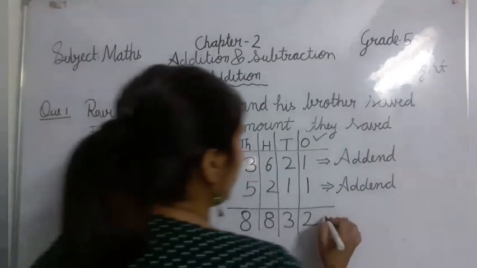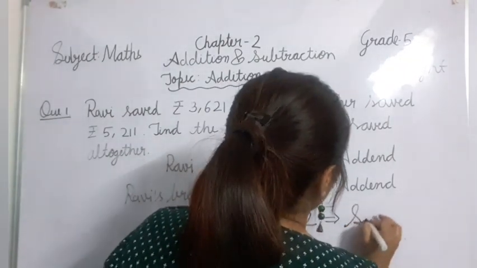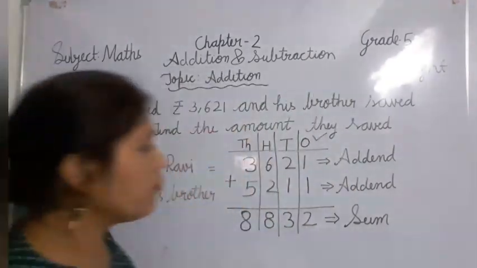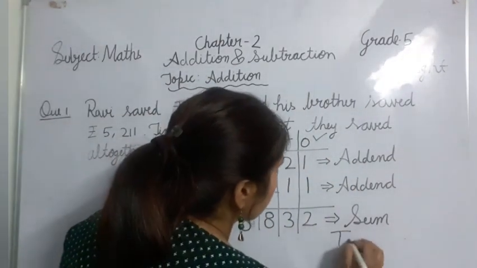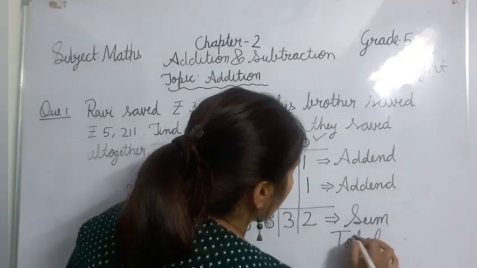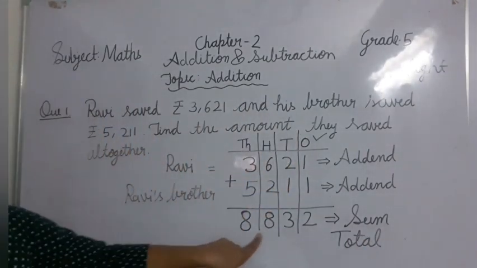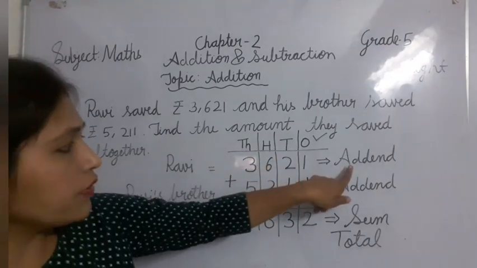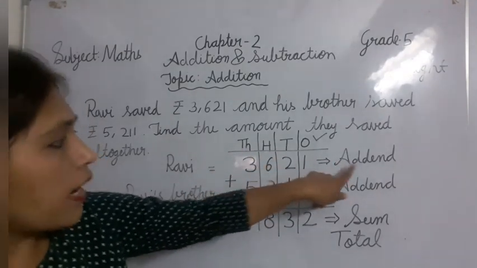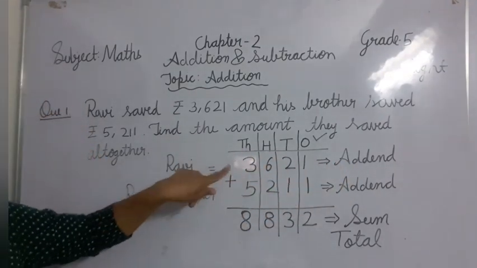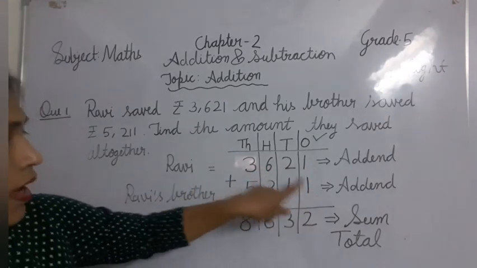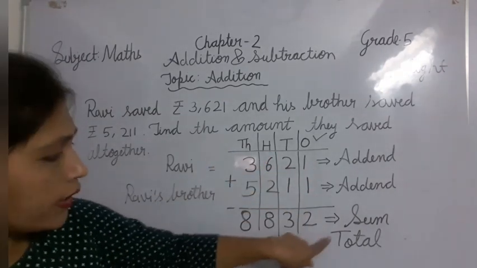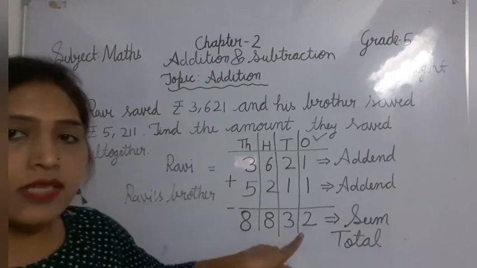8,832. This is called sum. What is it called? Sum, or you can say total. Both are correct terms. So the numbers which we have to add are called addends. Here we have two addends, this one and this one. And the total means the total is called sum. This is called sum or total.